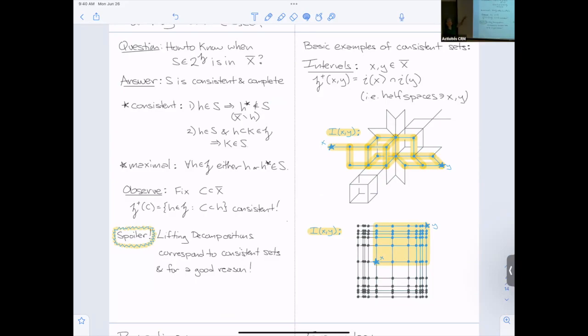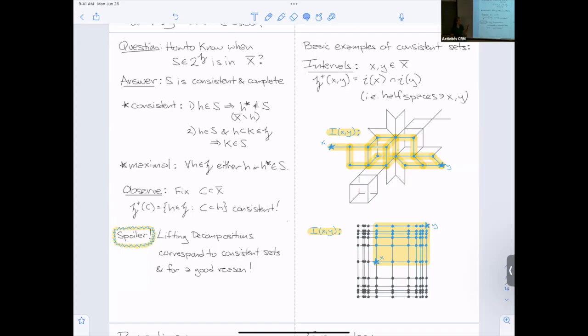It has two properties. Namely, if I choose a half space H, then I will not choose its complement, that is the opposite side, H star, which is defined there as X bar minus H. And if I choose a half space H and I have a larger half space, then I must also choose that larger half space. Maximality just means that for every pair of opposite half spaces, I must choose one or the other.